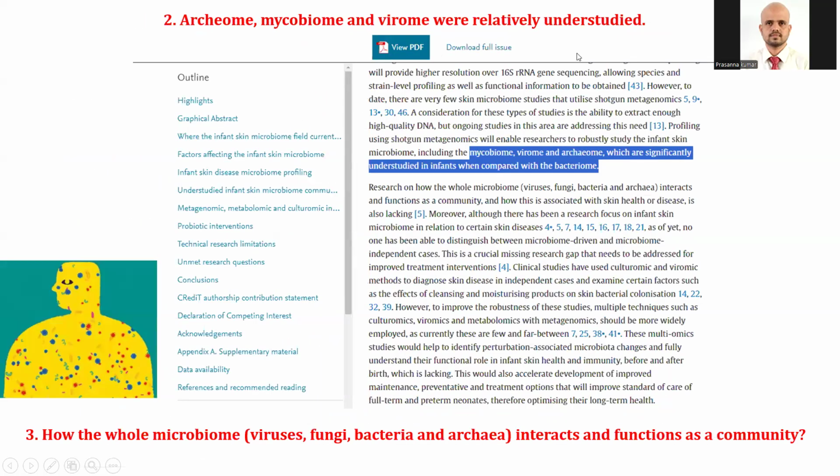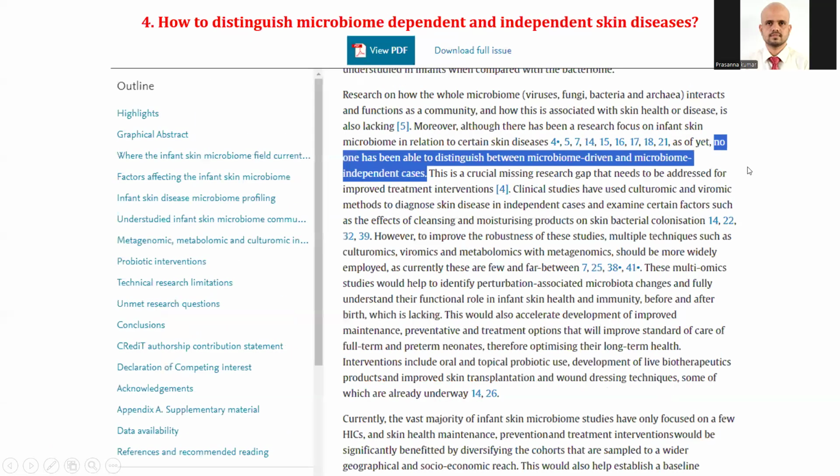Then, everyone is focusing on the bacteriome of the skin, but it is very clear from metagenomics work that the archaeome and mycobiome also constitute a profound composition in the skin microbiome. So studying the archaeal and fungal microbiome is equally important. I'm also seeing that how these bacteria, archaea, fungi, and viruses in the skin interact together is poorly studied. So this is a potential area to work on.